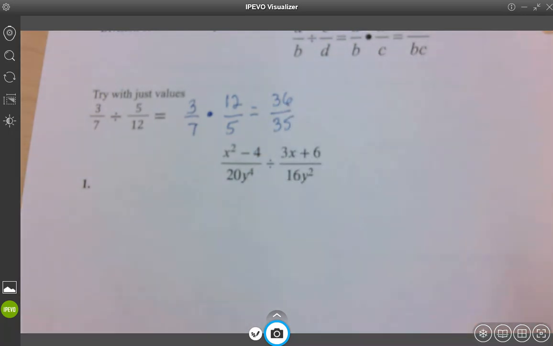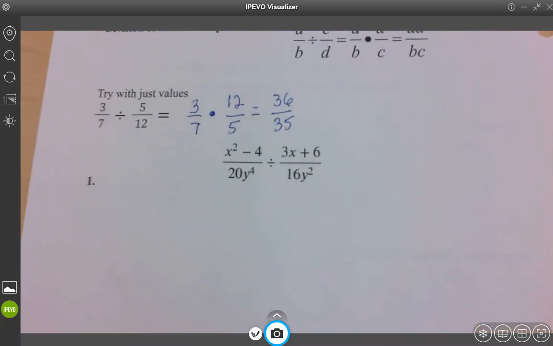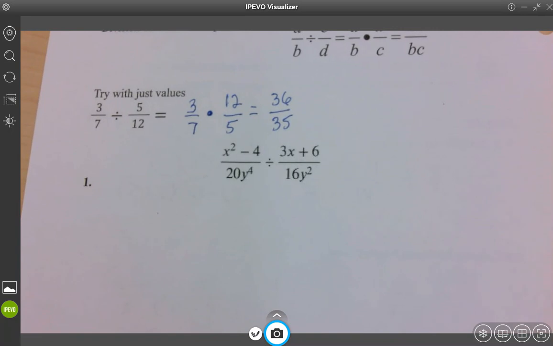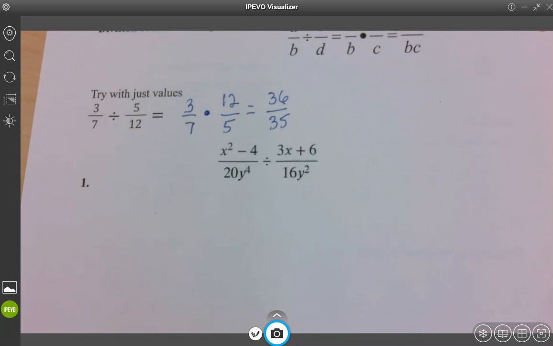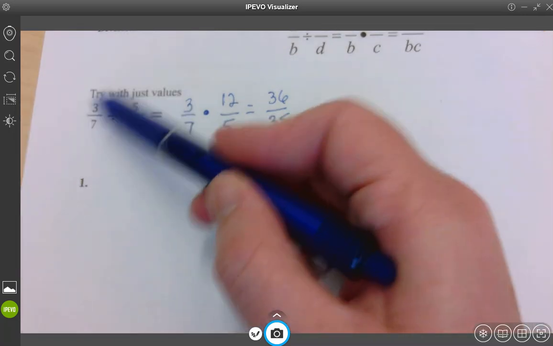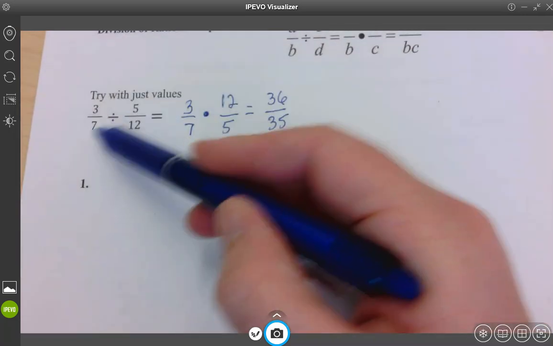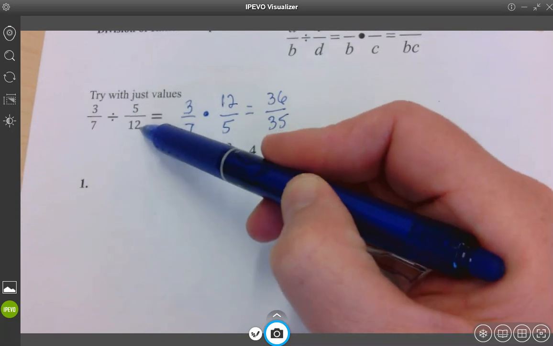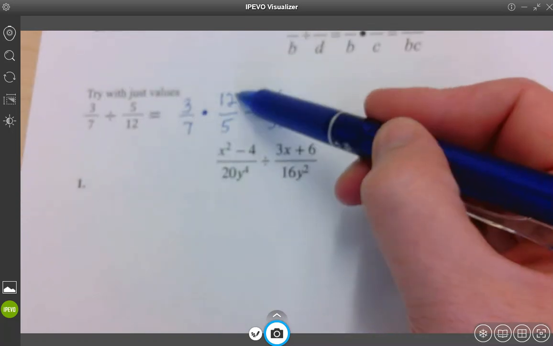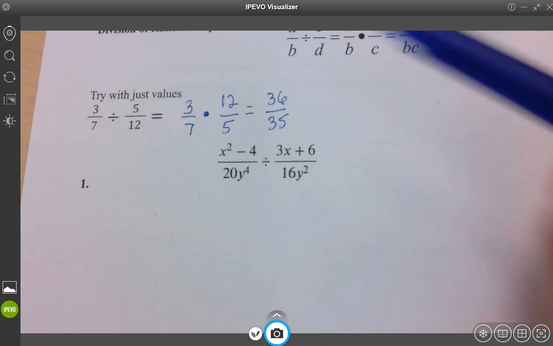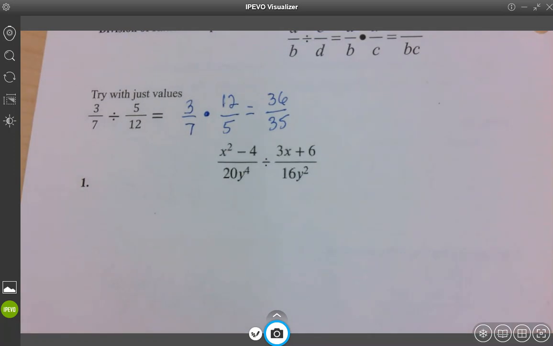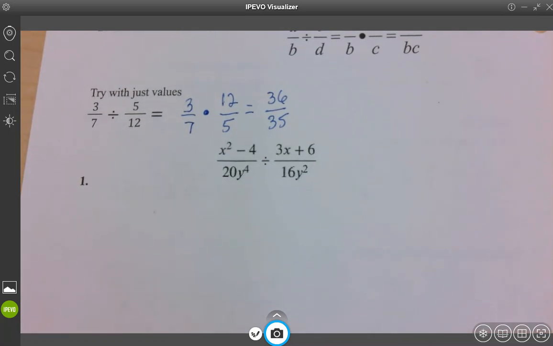Wait, can you explain it one more time? Yeah, so this is a procedure from elementary school, but it's one that a lot of people forget once they start to use calculators. So you have 3/7, and instead of dividing it by 5/12, you're multiplying it by 12/5. I can show you a different example to make it a little bit clearer about why that works.